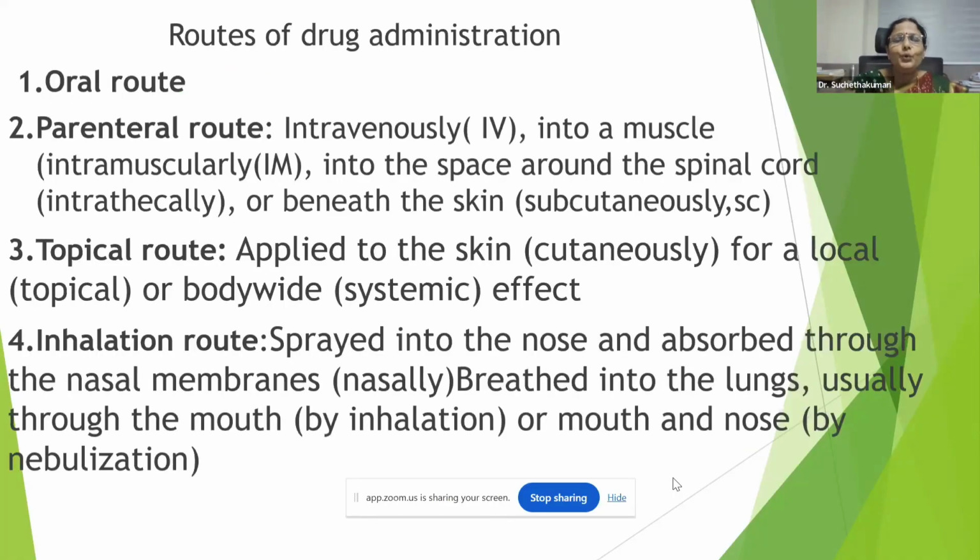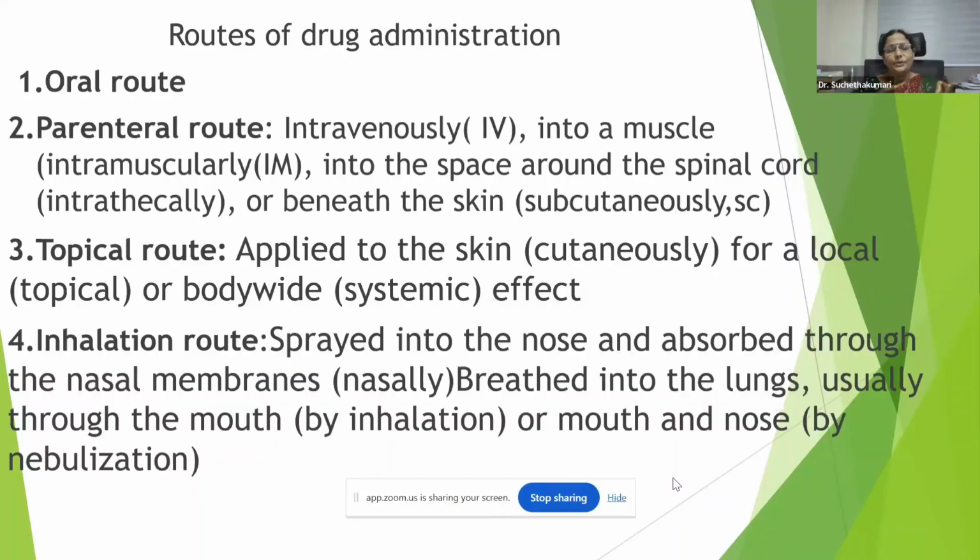Now, coming to the routes of drug administration. There are different routes of drug administration. First one is the oral route. Next is the parenteral route, wherein all the medications are given either intravenously, intramuscularly, or subcutaneously. Next is the topical route, applied to the skin for a local or body-wide effect.